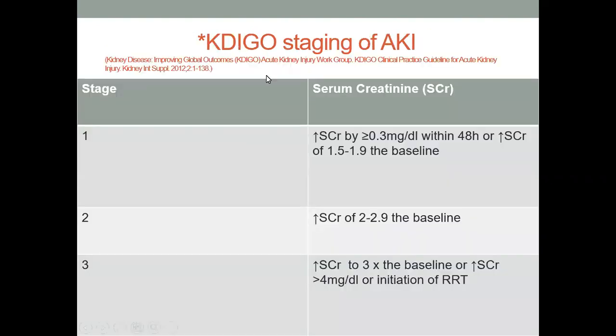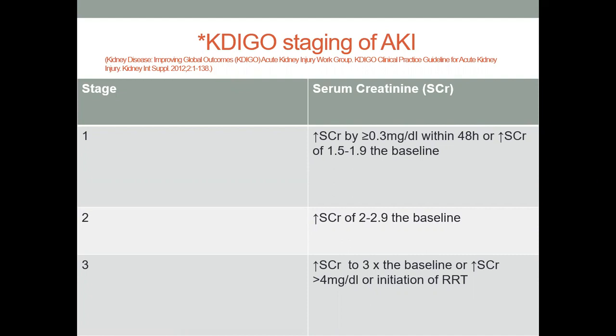Now, the most recent one that we use in our ICUs here is the KDIGO staging, the KDIGO criterion. KDIGO means Kidney Disease Improving Global Outcomes. This was published in the Clinical Practice Guideline for Acute Kidney Injury, International Supplementary Edition, in 2012. In most places, you won't hear the RIFLE criterion anymore. You will hear KDIGO staging, and this is what we use right now.